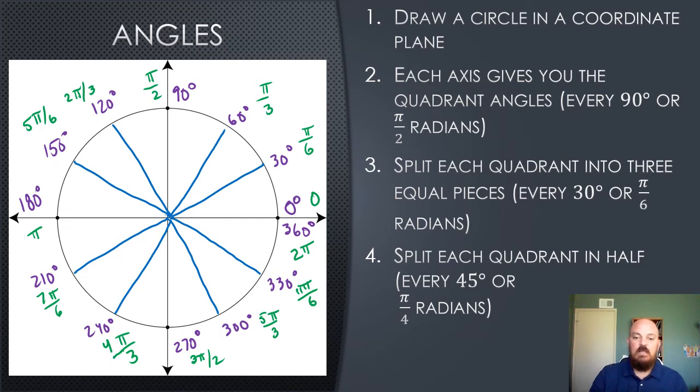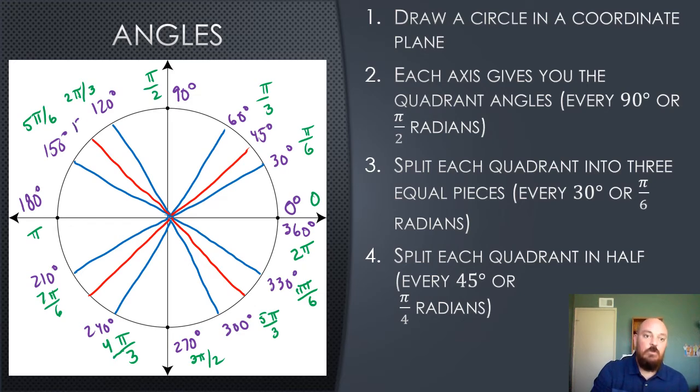So what I'm going to do, for my last step, I'm going to go through and split each quadrant exactly in half. And that's those red lines there. Now those, including the quadrant angles, give you the 45s, or the pi over 4s. So the first one, we'll start at 0. The first one is 45. The top is 90, we already have it. The next one would be 135. I'm adding 45 each time.